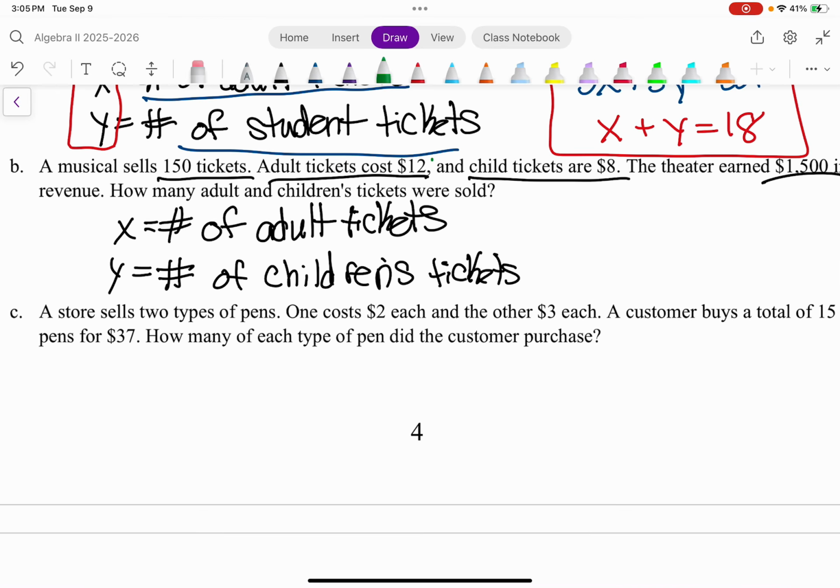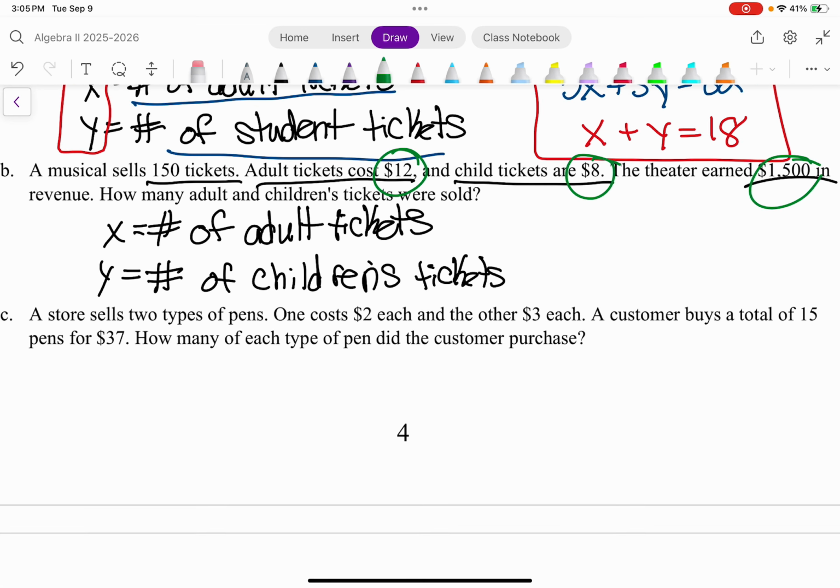So again, if I'm looking at the labels, we have a $12, $8, and then $1,500. Those are all going to be in one equation. They all have the same units. So each adult ticket was $12 and we bought X adult tickets. To find that total cost, we would put 12 times X or 12X, and that will give us the amount spent on just the adults. For the children's tickets, those cost $8 each. So we're going to take the 8 times the number of children's tickets that were sold, or 8Y. To get our total, we need to add 12X plus 8Y. That will give us our total of 1,500.